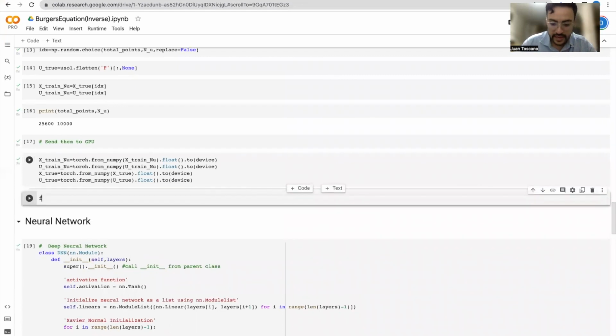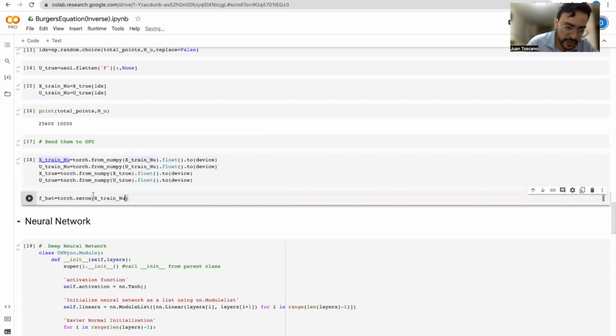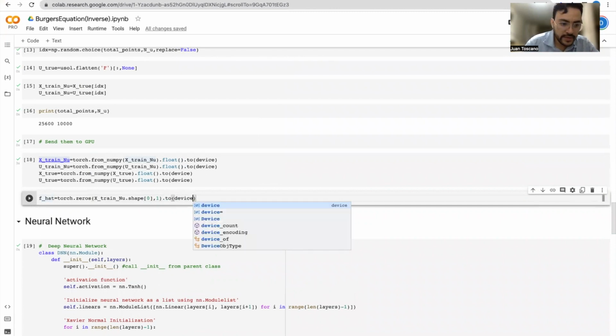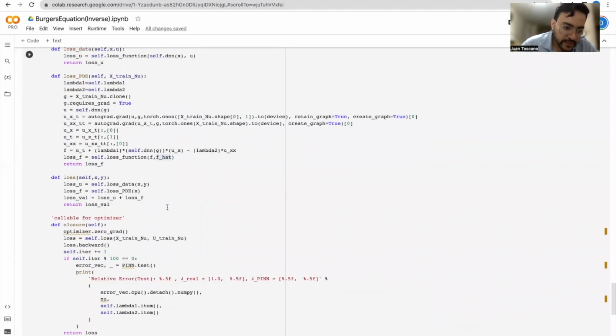Okay, so let's say f_hat equals torch.zeros of what dimensions would we want? The same number of items in u, only the first value, and then we want just one column, and then we send this to device. And yeah, we should be good. Let's go back here.